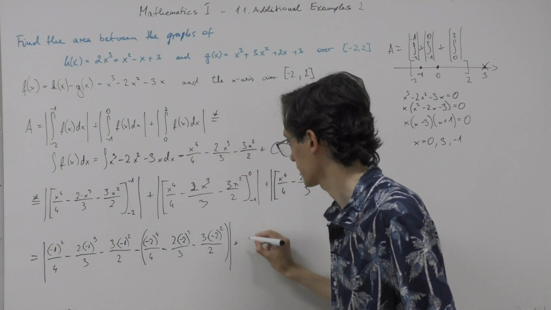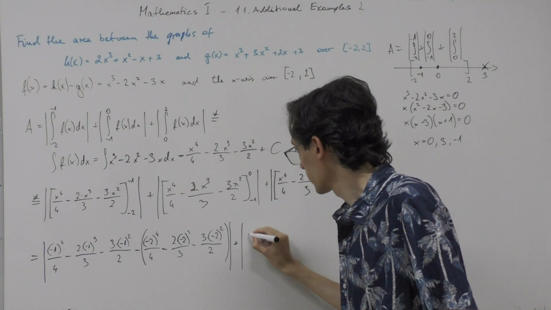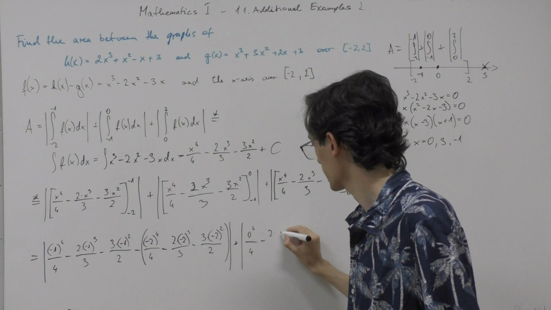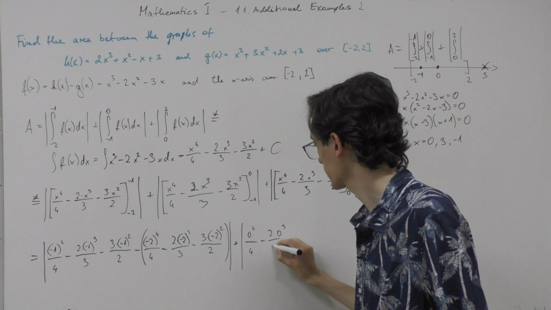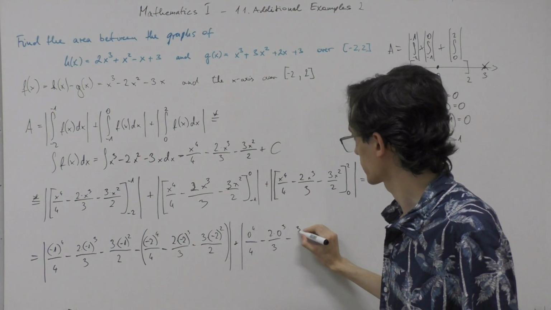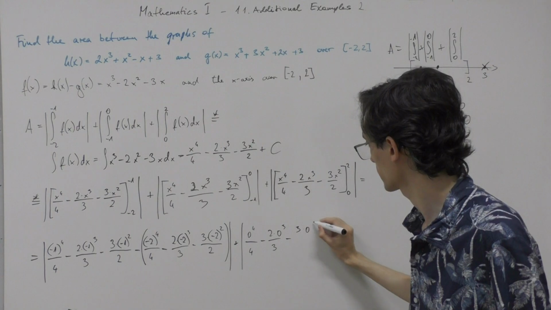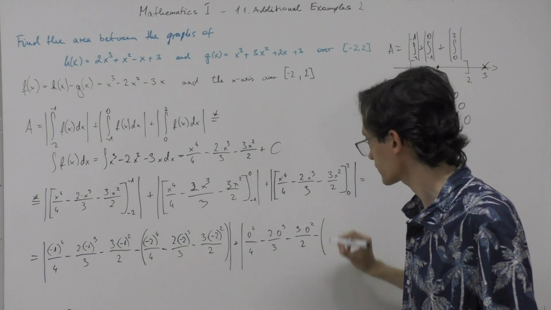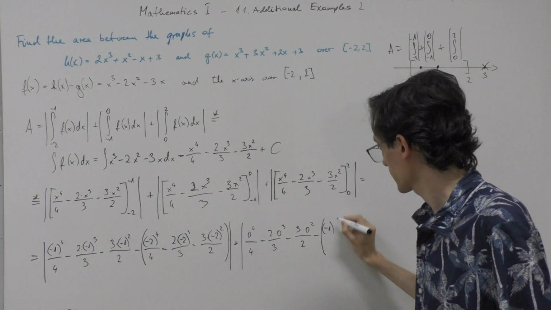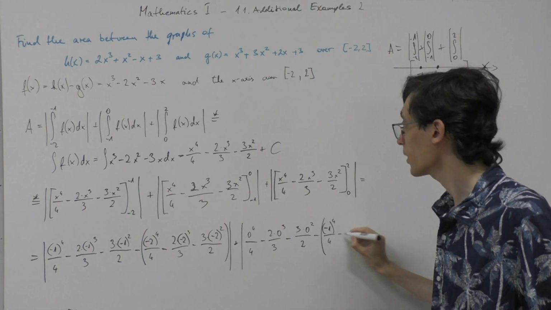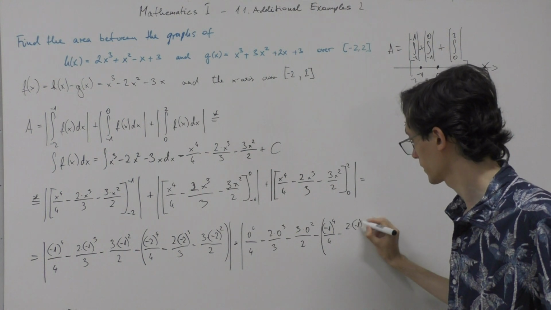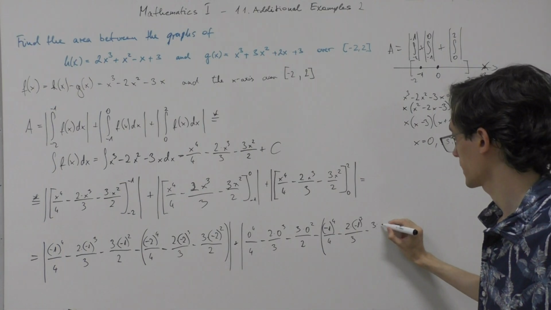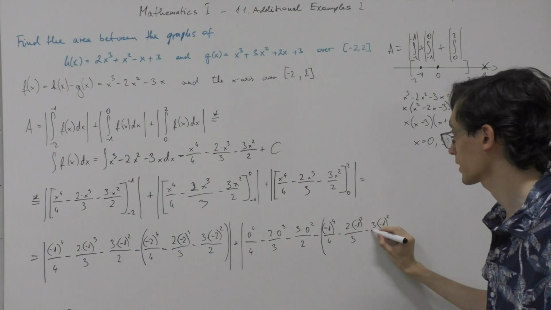Close absolute value, and then we have the absolute value of 0 to the 4th power over 4 minus 2 times 0 cubed over 3 minus 3 times 0 squared over 2 minus -1 to the 4th power over 4 minus 2 times -1 cubed over 3 minus 3 times -1 squared over 2.